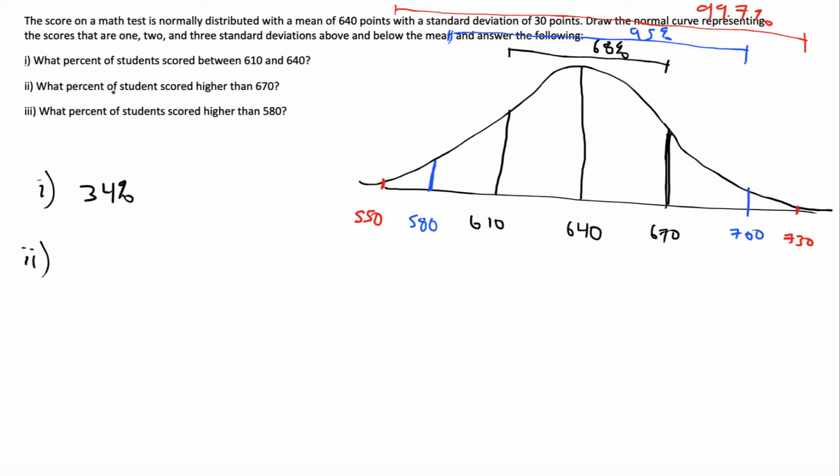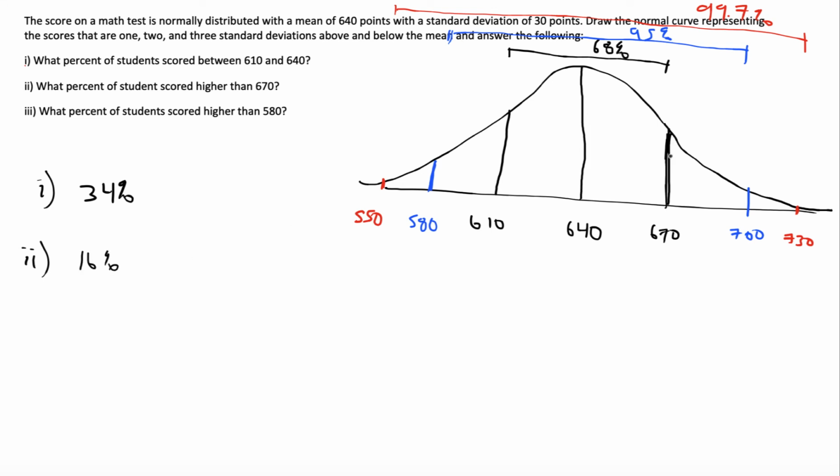So in order to answer part 2, the percent of students who scored higher than 670, we're going to take the 50% here, plus the 34% here. So this is going to be 84%. But remember, that's 84% who scored lower than 670. So then 100 minus 84 is going to give us 16%.